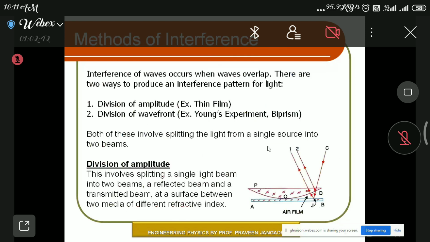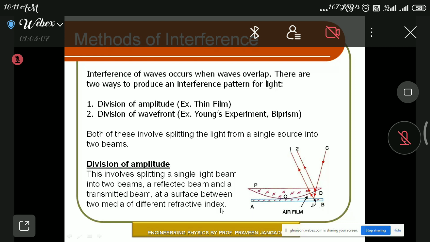Okay, we'll come back to our diagram. So therefore the method is called the division of amplitude. Please try to read the division of amplitude. What does it say? This involves the splitting of a single light beam into two beams, a reflected beam and a transmitted beam, at a surface between two media of different refractive index.